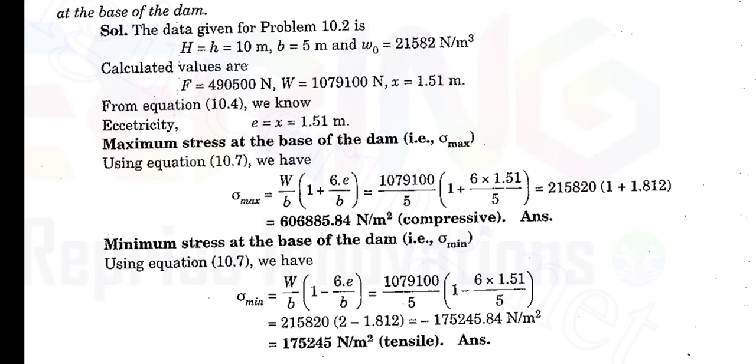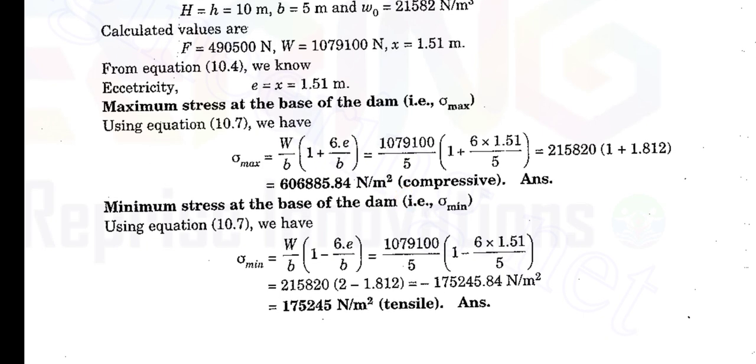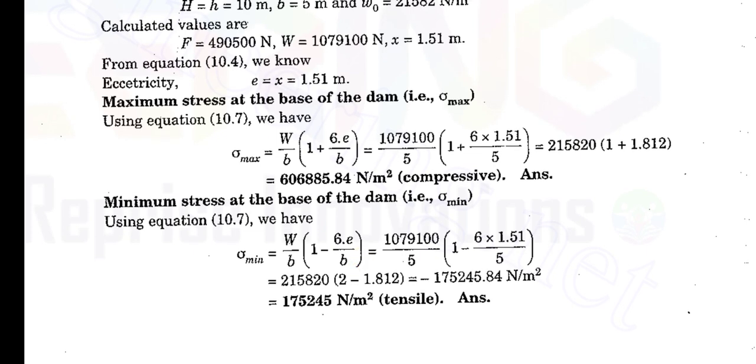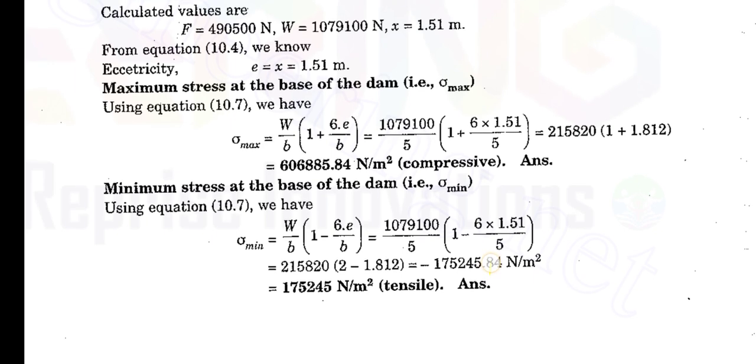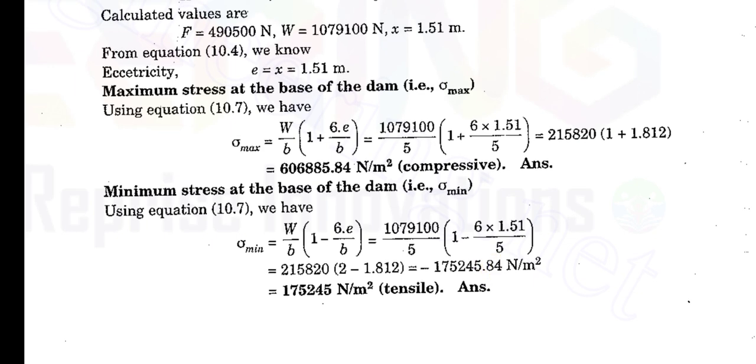So here E value is equal to X value in case of rectangular dam. So substituting these values, that is W by B into 1 plus 6E by B, we will get the total compressive stress of 606,885.84 Newton per millimeter square. So this is going to be compressive because everything is plus. So plus means compressive. And here W by B into 1 minus 6E by B, that is sigma minimum. So after substituting everything, you will get minus 175,245.84.